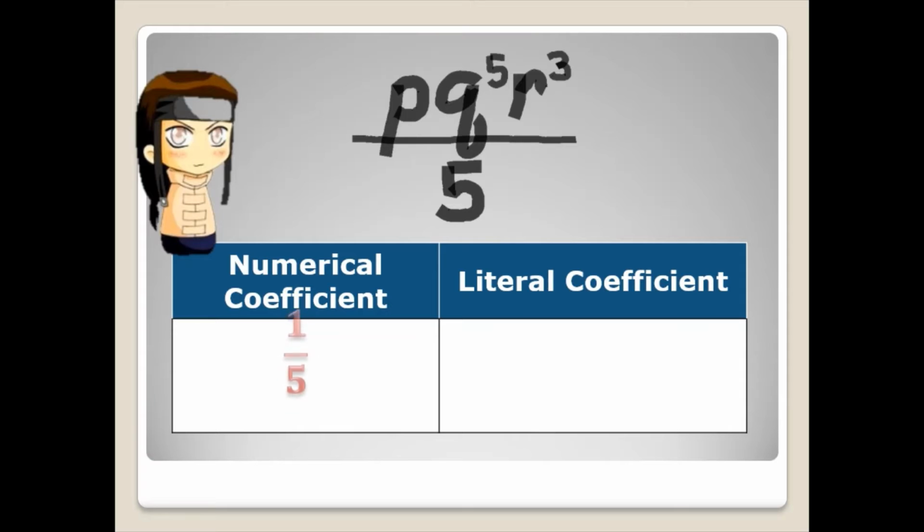It's not only 5, it should be 1 over 5. Why 1 over 5? Because you don't see a constant beside p. That means the constant is 1. But you see a denominator 5, so you need to have 1 over 5. What's the literal coefficient? The literal coefficient is pq raised to 5 r cubed.